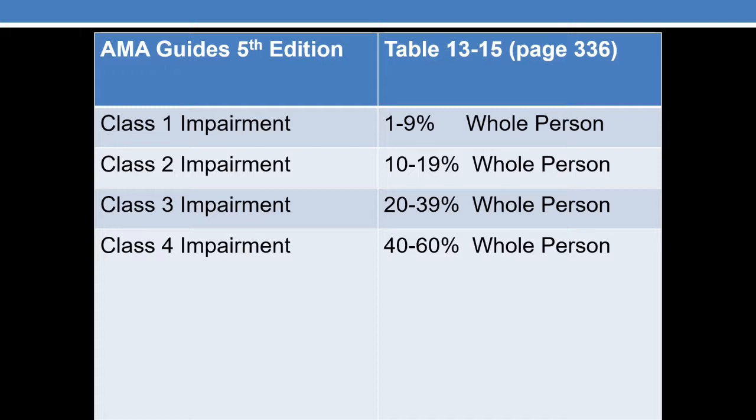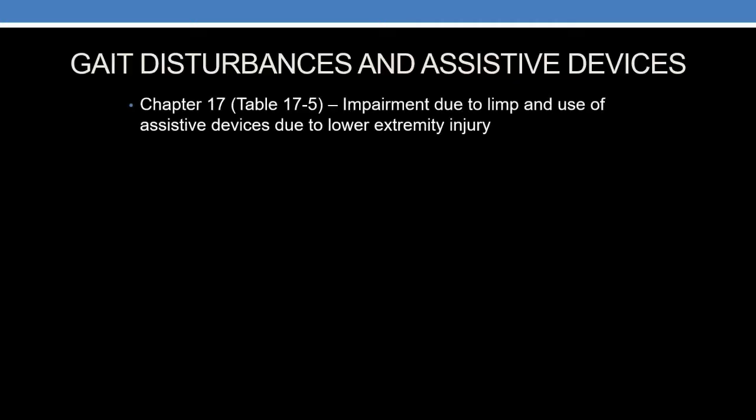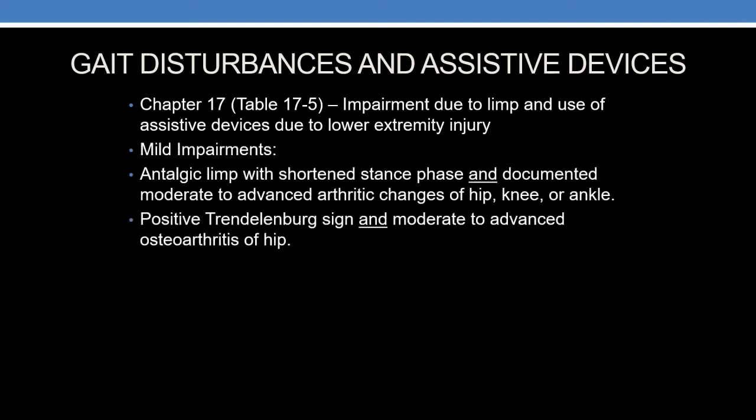Now let's contrast these findings with the descriptions of permanent impairments due to gait disturbance in Chapter 17. Now in Chapter 17, Table 17-5 is where we look for permanent impairments due to limp or due to use of assistive devices. Now, not due to central or peripheral nervous system injury, but here we're talking about injury to the lower extremities.